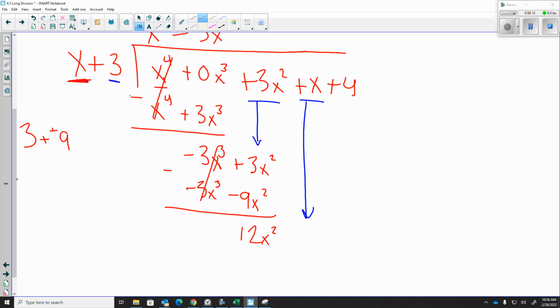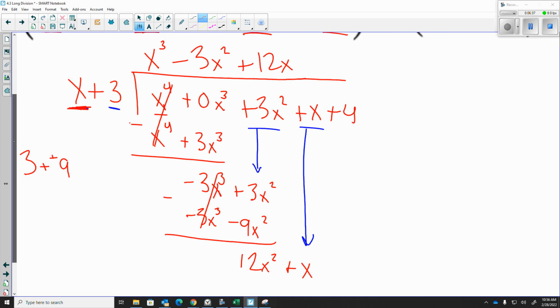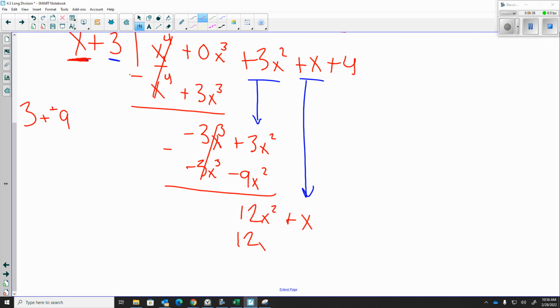All right, repeat. Do it again. And we're just going to keep running through this until we run out of things to bring down. Okay, so repeat. X, 12x squared. What do I need to multiply this by to get this? 12x. Okay, multiply this by both pieces. 12x times x is 12x squared. If you haven't noticed, these should always match. Right, that's the whole point.